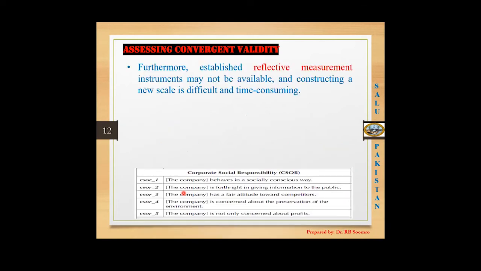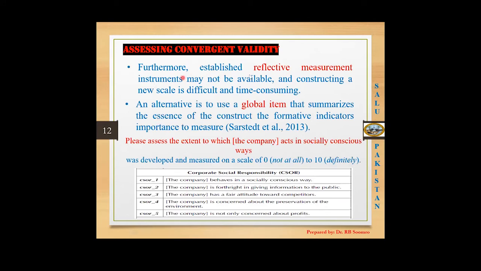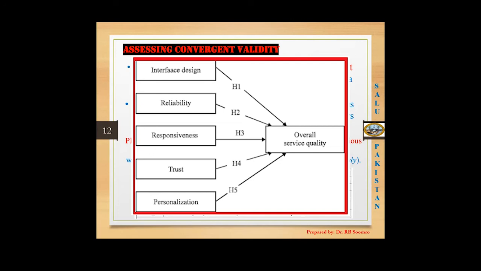So what is the solution? One solution is to use an established reflective measurement model, but such an instrument may not be available. Established means that for several years we have been using that reflective measurement model, for example the service quality model. Its reliability and validity are well established, so there is no question about validity and reliability. That's why we call these established measurement instruments.